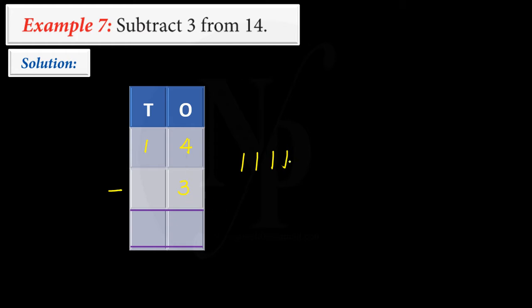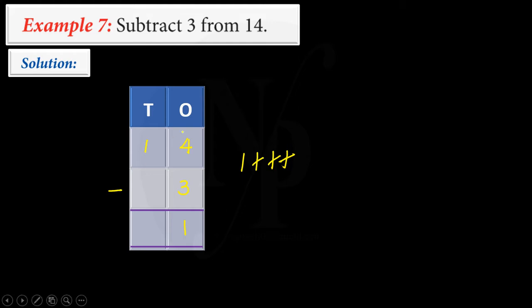Let me strike out 3 lines from the right end. 1, 2, 3. 3 lines are struck out and 1 line is remaining here. So we are left with 1 line. That means on subtracting 3 from 4, we get 1. So let us write 1 here.